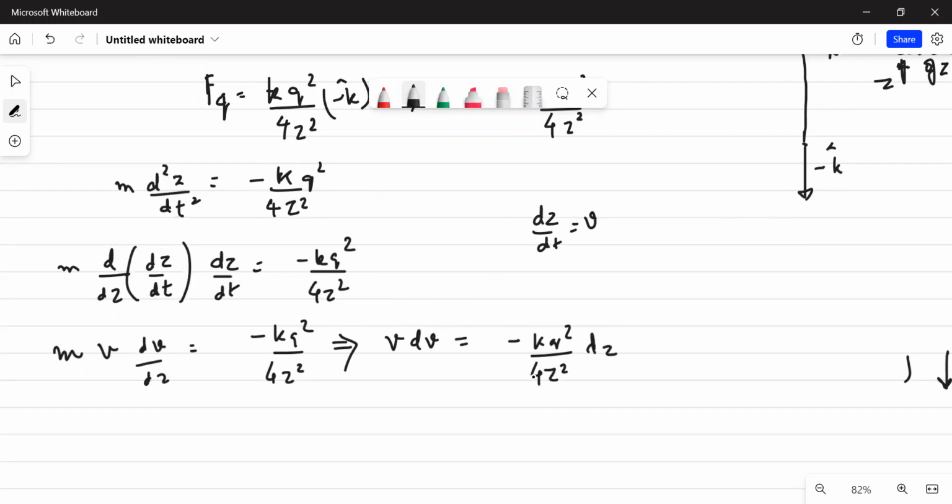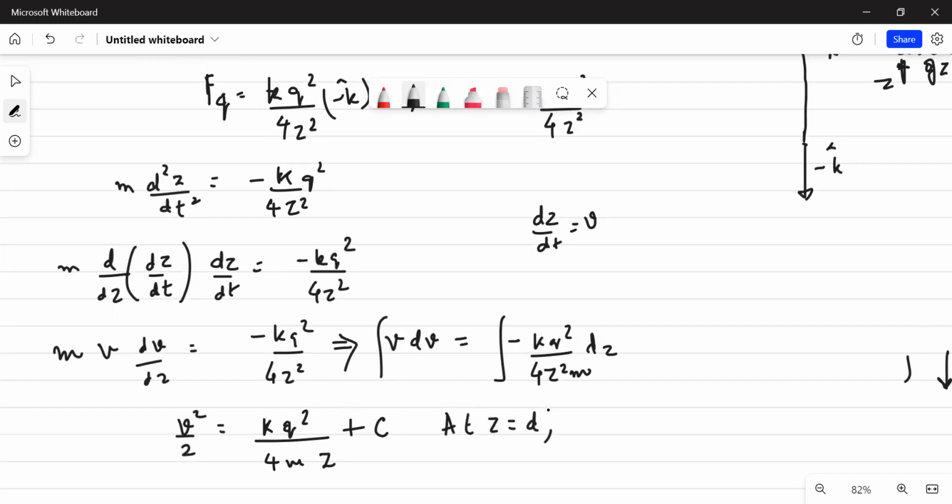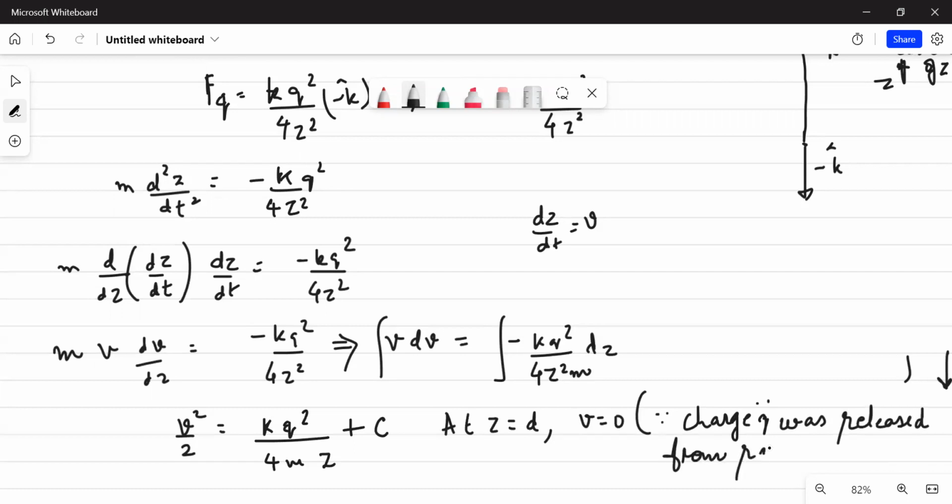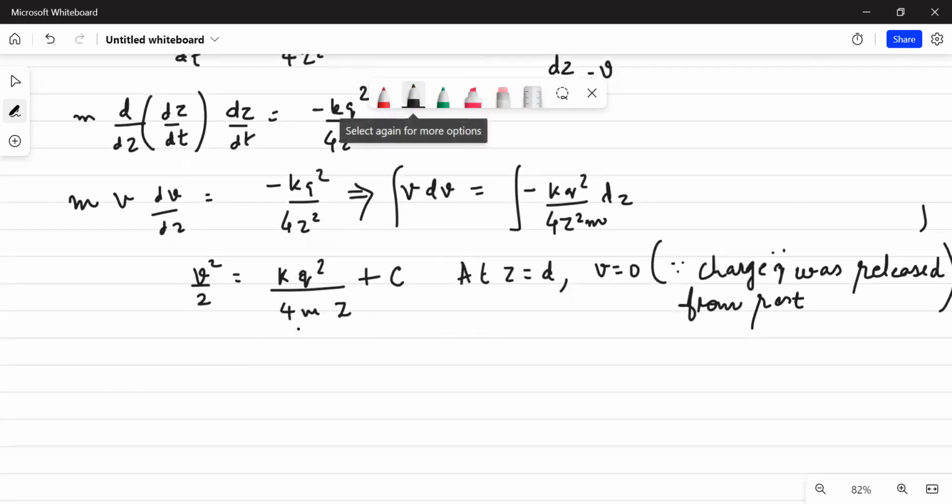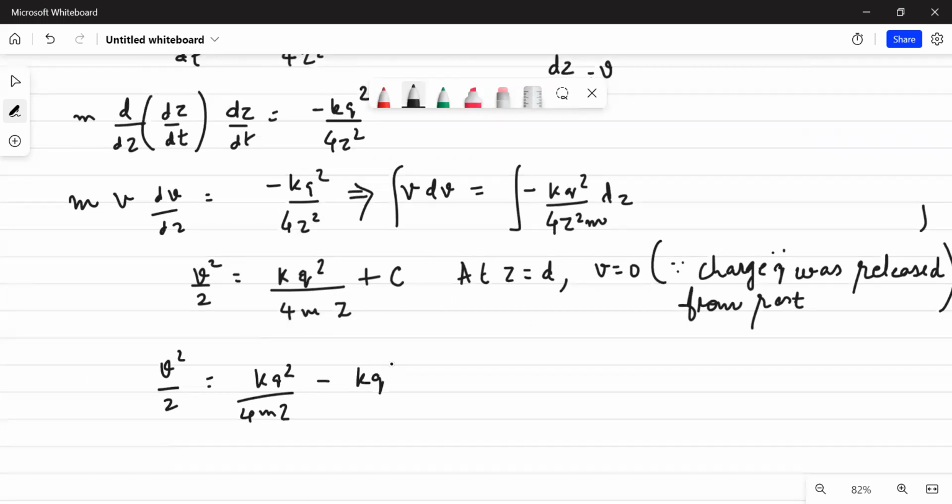Okay, and this m would also come, sorry. If I integrate this, I'll get v square upon 2 is equal to kq square upon 4mz plus some constant of integration. I know that at z equal to d, that is at the initial time, my particle was released without any initial velocity, since charge q was released from rest. So I'll use this initial condition, and because this value would be 0, c would come out as kq square upon 4md, minus sign included: v square by 2 equals kq square upon 4mz minus kq square upon 4md.